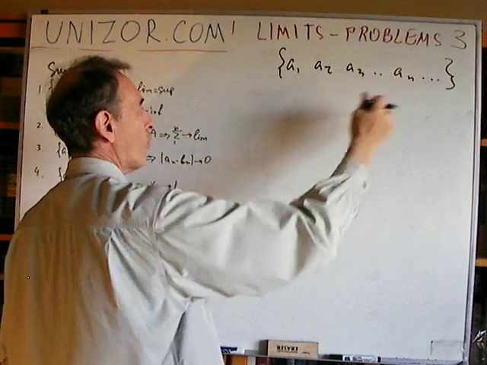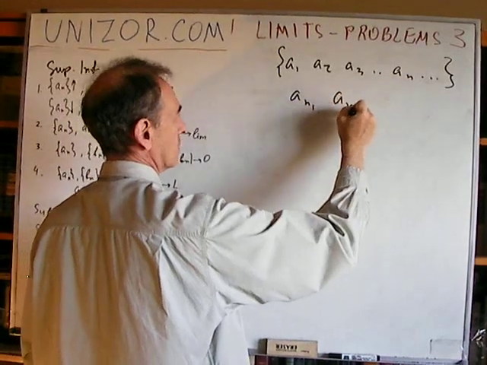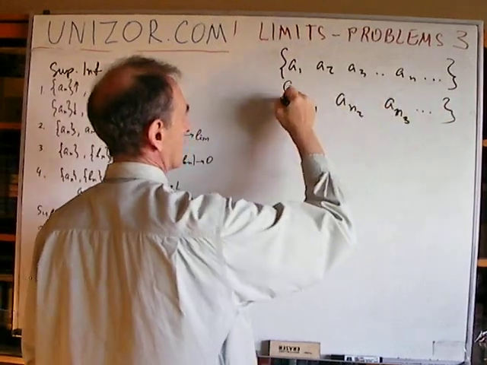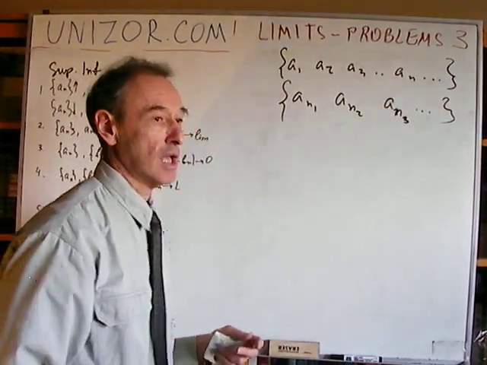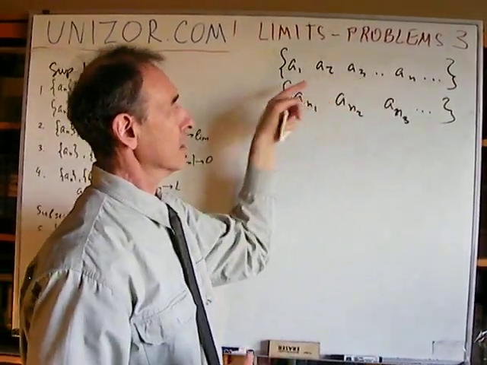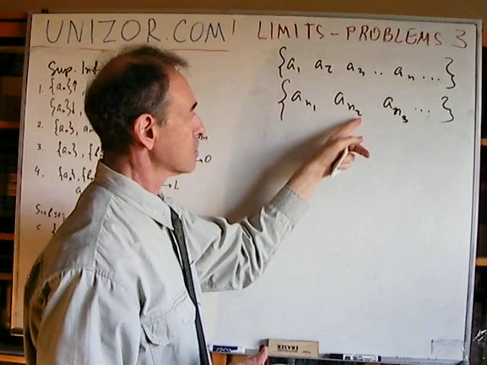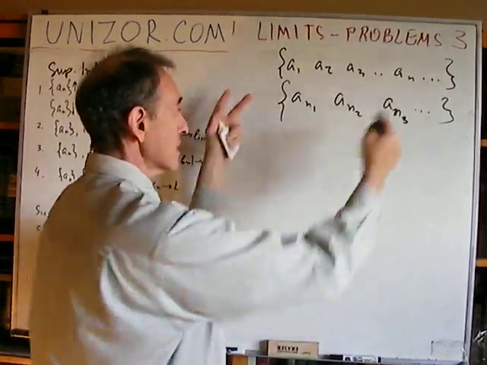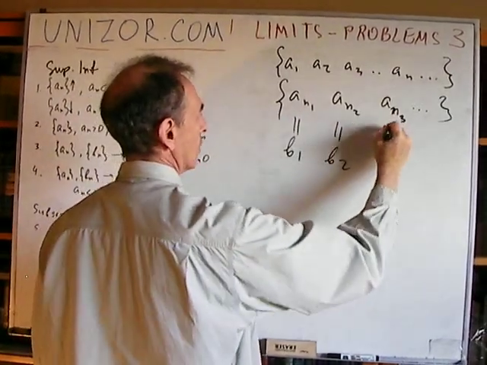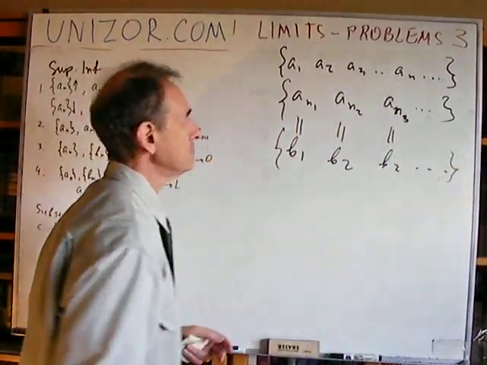Instead of 1, 2, 3, 4, you pick 10, 20, 25, etc. Some numbers, n1, n2, n3, preserving the order. So here, 1, 2, 3 goes in increasing order, and so n1 should precede n2, which should precede n3, etc. And this is your new sequence. This is b1, this is b2, this is b3, etc.